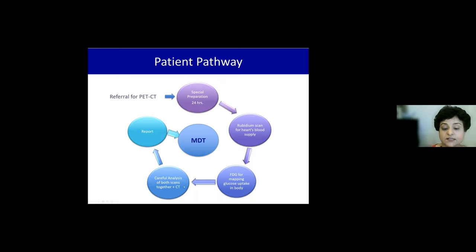And once the scan is completed, we will do analysis of these two images, the rubidium perfusion scan and the FDG PET scan, and our trust radiologist will help us to look at the CT images, and we can discuss if there are any incidental findings. Once we have created a report, the report is sent on our system. If there are any incidental findings or any abnormal findings which need urgent attention, we will also email the clinicians to let them know that this needs to be looked at very quickly. Otherwise, interesting findings and important findings are discussed in an MDT, where we all sit together and discuss every patient individually in detail.